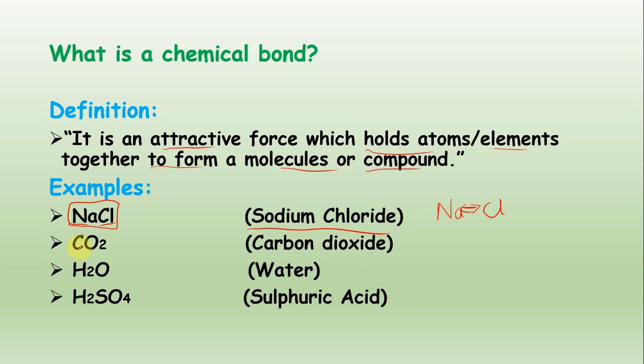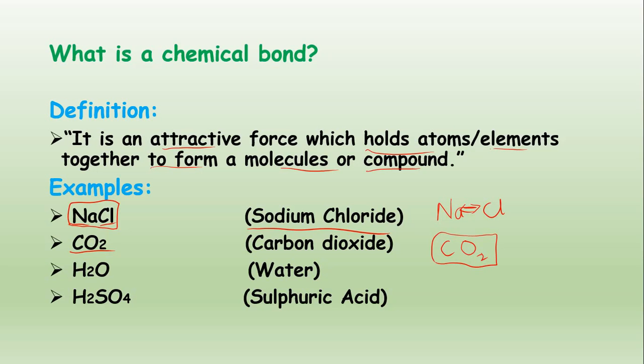Look here, another example is CO2, carbon dioxide. Carbon is an element, oxygen is also another element. Here two oxygen gas is reacting, so both will react and they will form carbon dioxide gas, and this is a compound. So what is the idea of the chemical bond? That there is a force of attraction between the atoms or elements, and as a result they will form a compound.